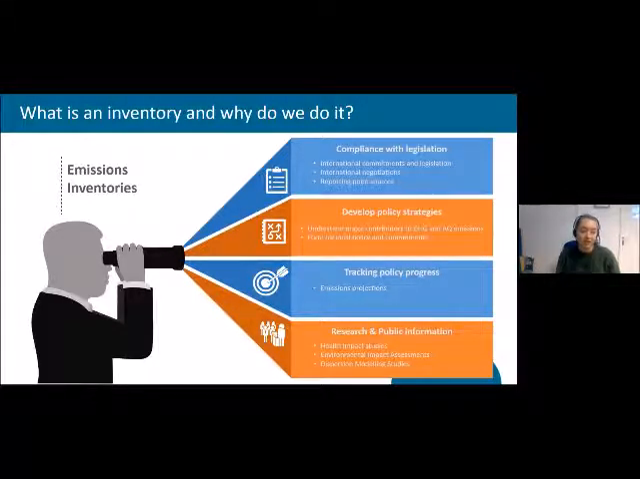And finally, it's obviously very important for research and public information. In the context of air pollution, one of the main interests is its impact on health. So it can help with health impact studies, dispersion modeling studies, and also environmental impact assessments.